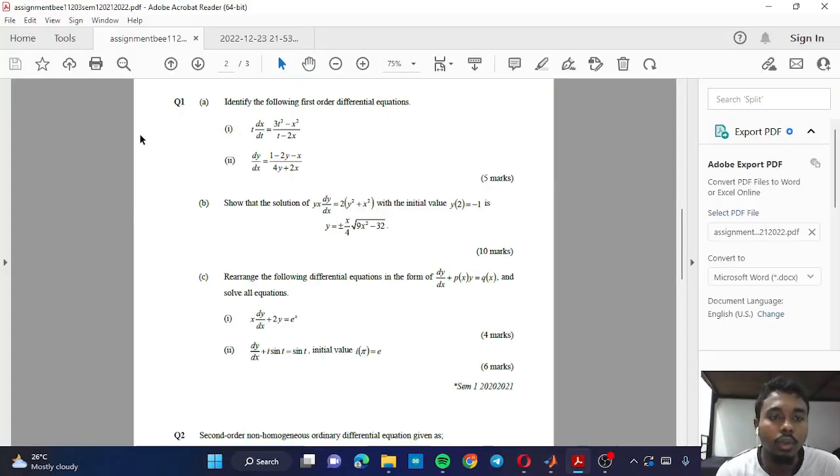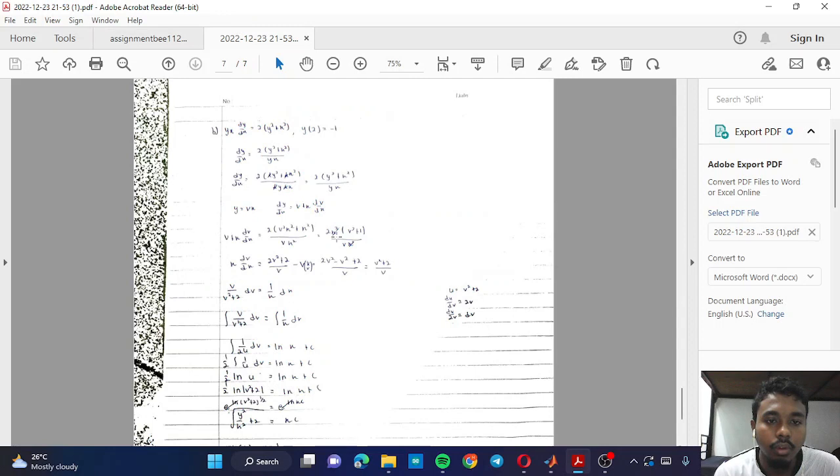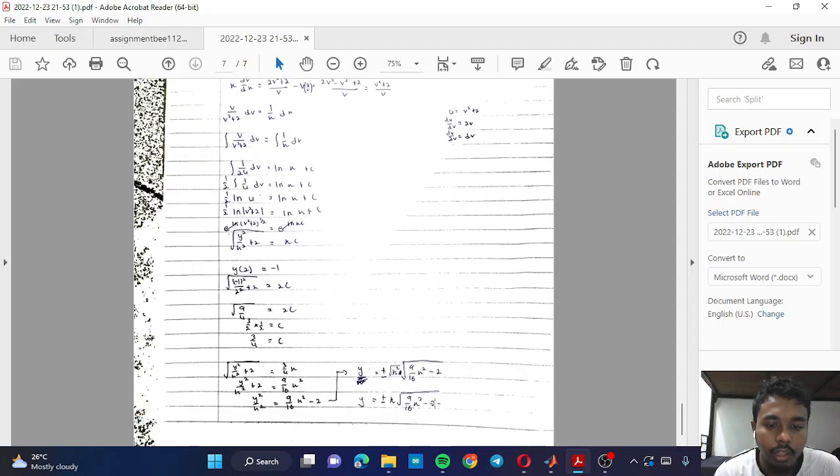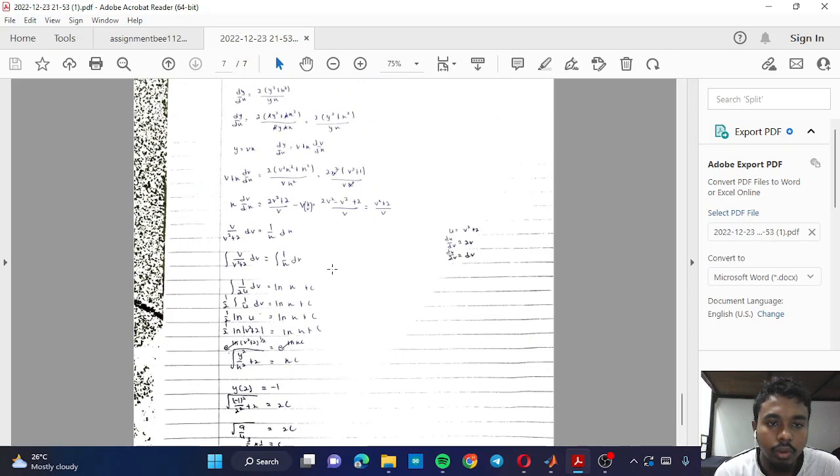So for question 1b, I will show you the solution with the initial value y(2) equal to negative 1, which is this answer. Alright, so I have done that question for manual, and I get this for the answer. So let's go check for the simulation.